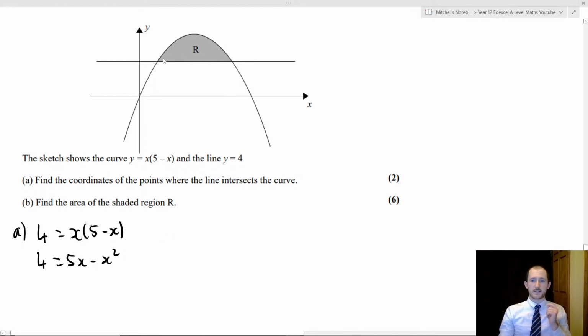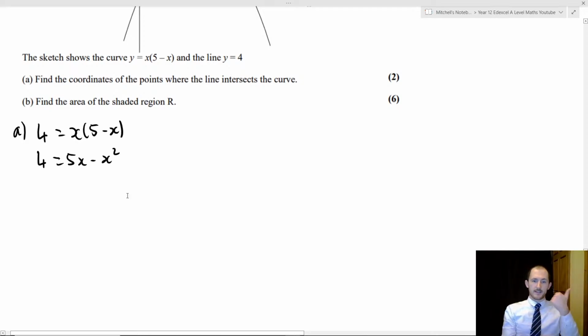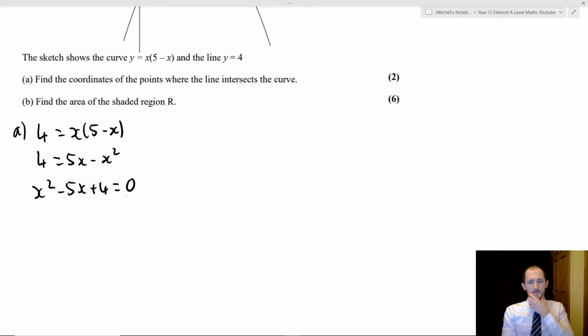Which is good because we can see that it meets twice. So getting 2 answers makes sense, okay? So if you manage to solve this and only got 1 value of x, you know immediately something's wrong. So if we shove everything to the left-hand side, we're going to have x squared minus 5x plus 4 equals 0. If we're being lazy, we could find 2 numbers that multiply to make 4 and add to make minus 5.